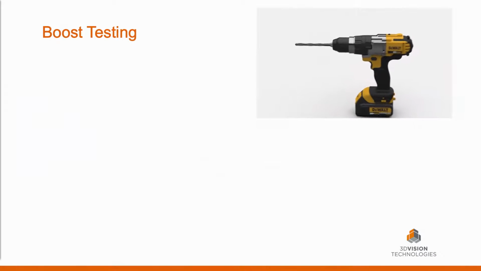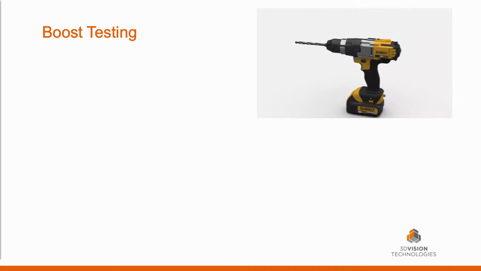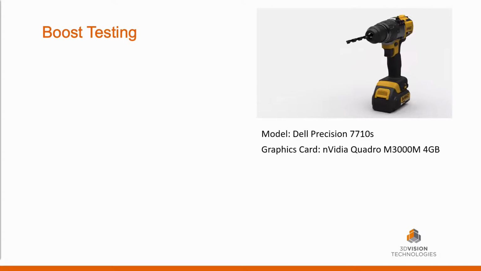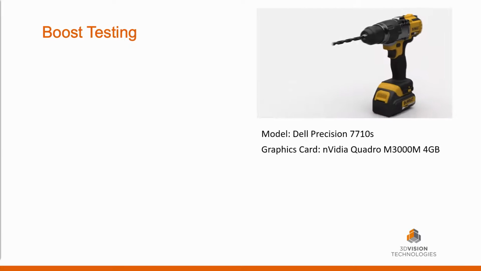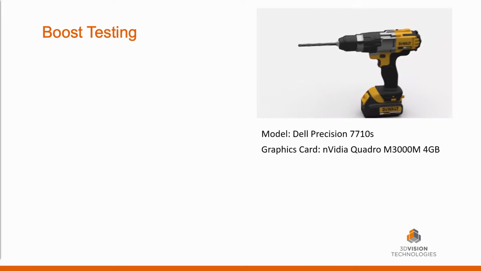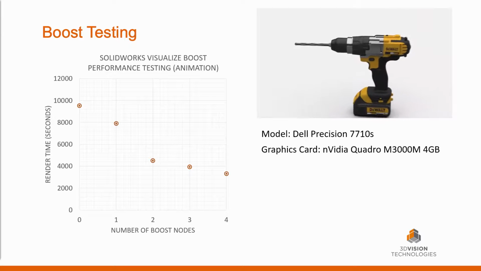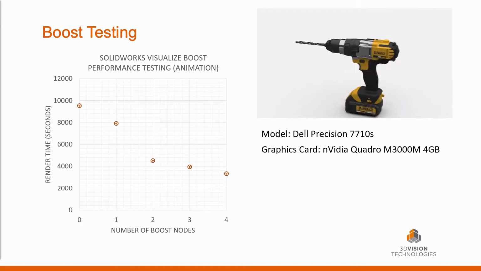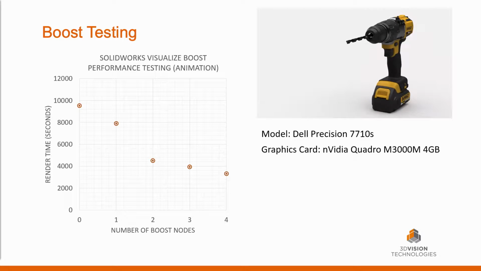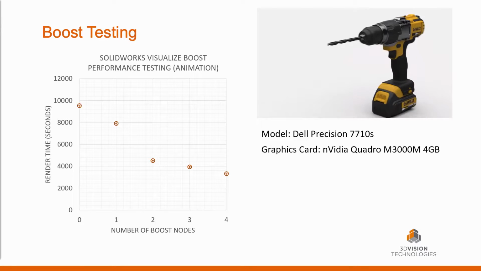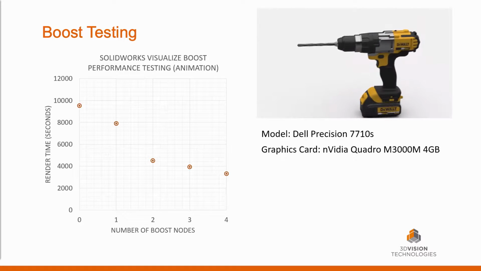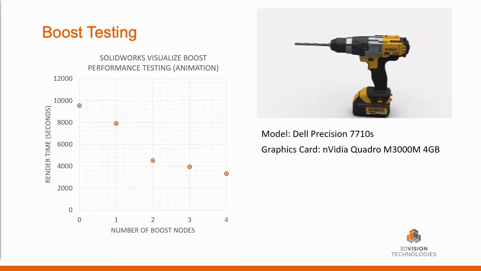For this video, I did the testing in our Cincinnati lab. We've got Dell Precision 7710s with NVIDIA M3000M Quadro cards with 4 gigs. The testing I saw was essentially based on the number of nodes that you have. You can see there, 0 is just doing it on the one machine remotely. 1 is doing it on that machine as well as 1 additional Boost node, which you get for free with having Visualize Professional. And then we can see 2, 3, and 4.